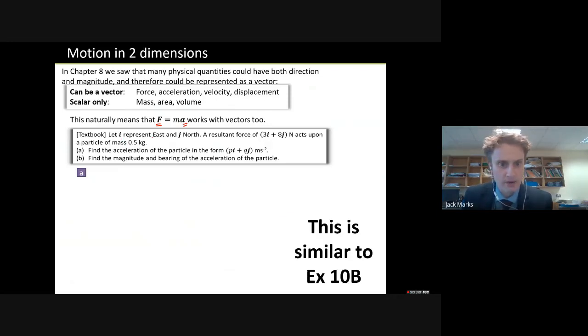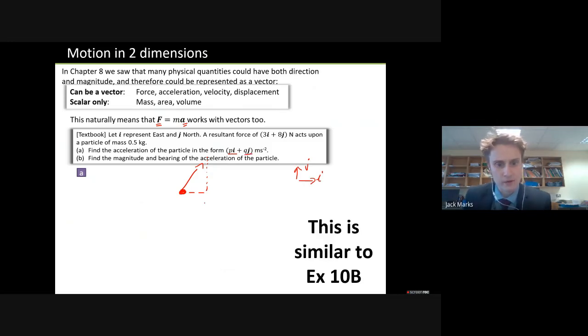So i represents east, j represents north. Okay, we know this one. That's fairly familiar to us. A resultant force of 3i and 8j, something like that, that's what it will look like, acts on a particle of mass 0.5 kilograms. Find the acceleration in the form pi plus qj.